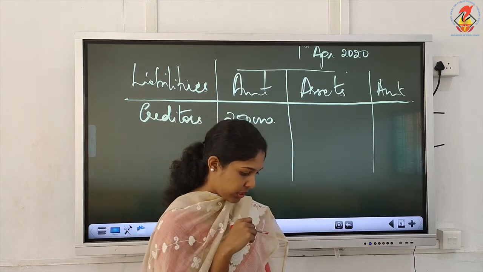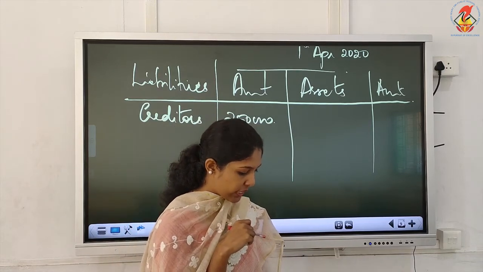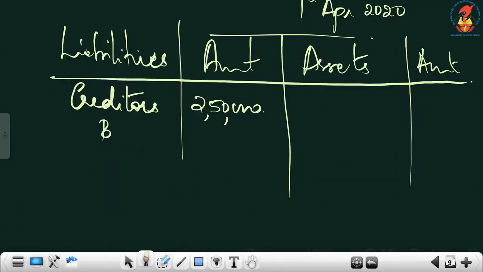Then bills payable, 1 lakh. Is there any change in bills payable? There is no change for bills payable. That also you copy.